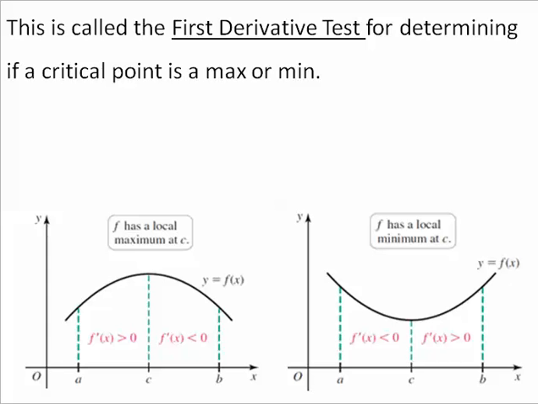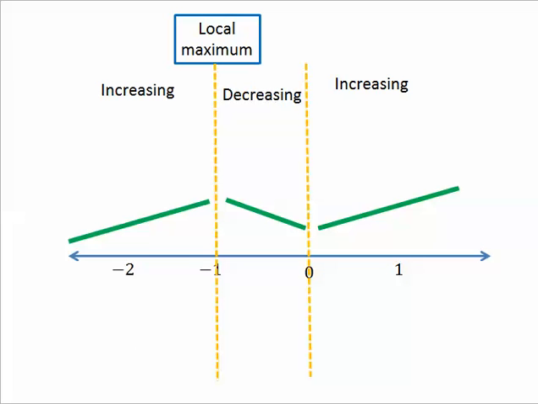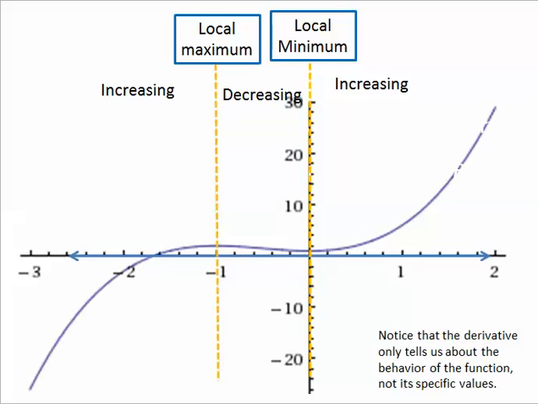Let's go back to our example. Going from the first interval to the second interval, I go from increasing to decreasing. So at my first critical point of -1, I have a local max. Going from my second interval to my third interval, I'm going from decreasing to increasing, and that tells me that at my critical point 0, I have a local minimum.